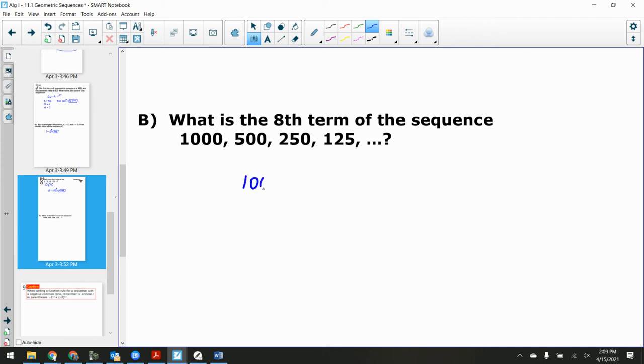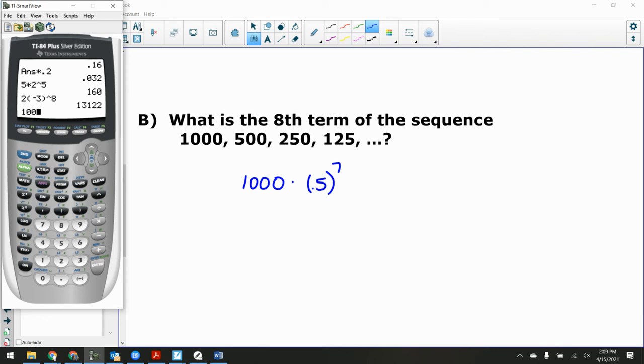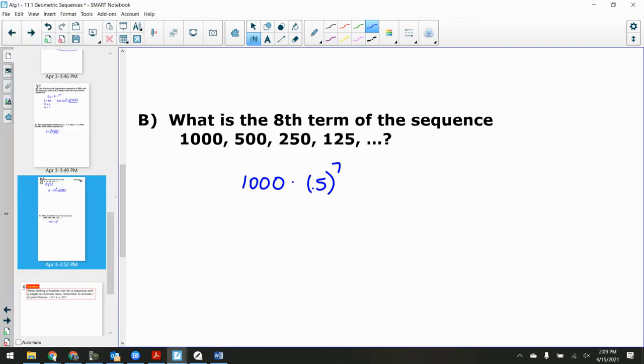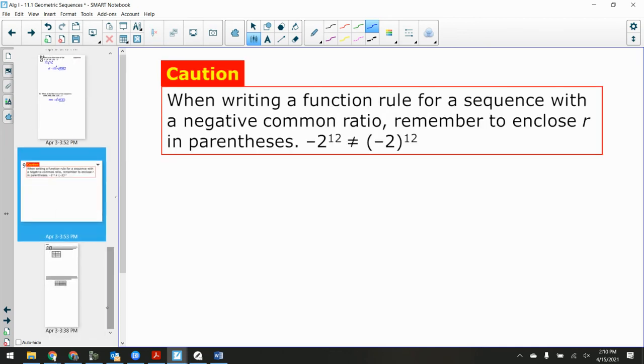So I know that I take my first term times 0.5, or 1/2, raised to the what power? 7, and minus 1. Okay, we take 1,000 times 0.5 to the 7th. 7.81. Questions about that? Okay. I reminded you about the parentheses. Don't forget about parentheses. Let's do a word problem here.